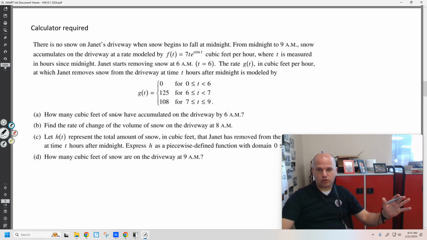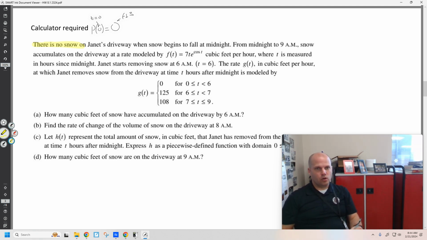There's no snow on the driveway to start. Boom, that's important. No snow. Initial position. Our C value, if we could take it to antiderivative, 0. This is time. This is an amount. This is also cubic feet per hour. They try to trick you guys. Rate modeled by F, cubic feet per hour.